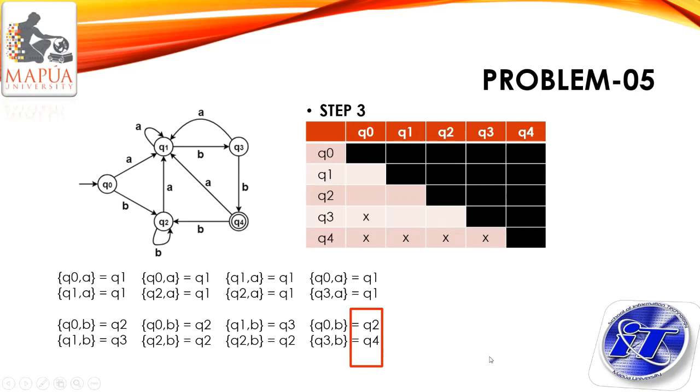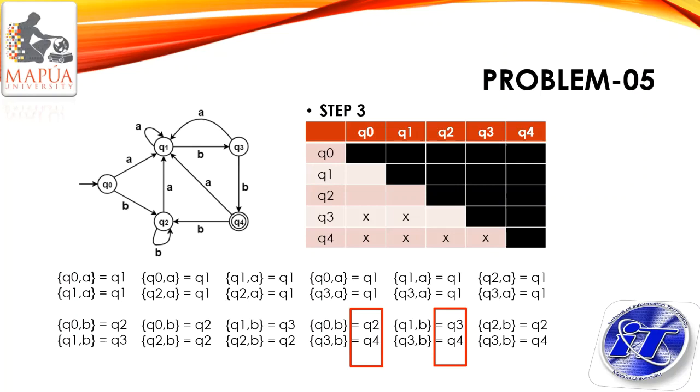Let's proceed with Q1, Q3. Q1 at A goes to Q1, Q3 at A goes to Q1, so no marking. Q1 at B goes to Q3, Q3 at B goes to Q4. Q3, Q4 is marked. Therefore, Q1, Q3 will also be marked. Now let's proceed with Q2, Q3. Q2 at A will go to Q1, and Q3 will also go to Q1. Q2 at B will go to Q2. Q3 at B will go to Q4. Q2, Q4 is marked. So therefore, this cell will also be marked.